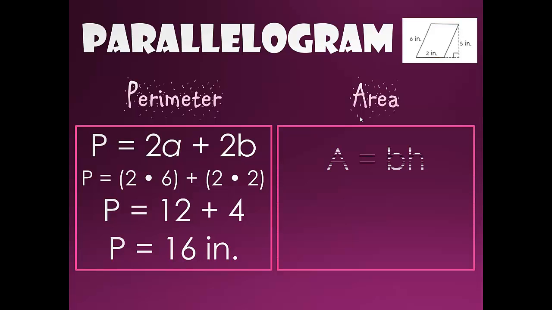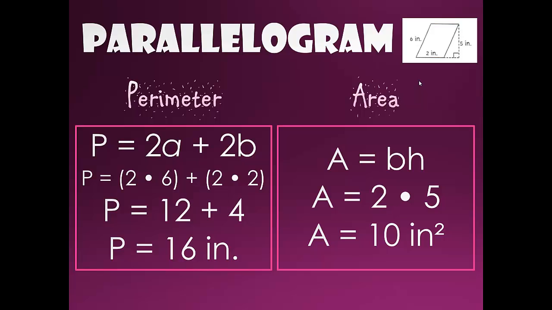Now for our area. Our formula is area equals BH. B represents the base, and H stands for the height. Our base for this parallelogram would be 2 inches, and our height would be 5 inches. For this problem, we will not use the 6. So our area would be equal to 2 times 5, and 2 times 5 is 10, so our area is equal to 10 square inches.